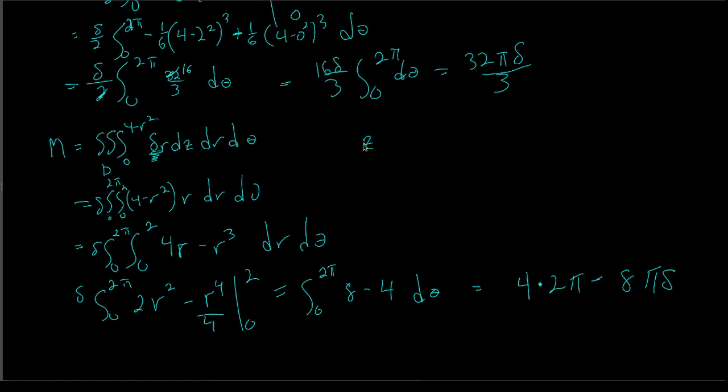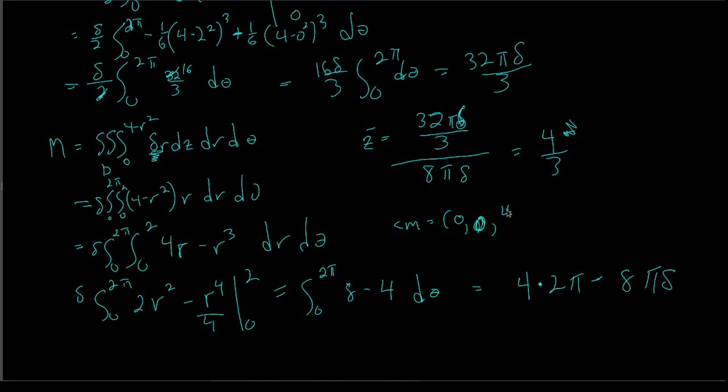So my center of mass for z is 32 pi delta over 3 divided by 8 pi delta, or 4/3. And so our total center of mass is 0, 0, 4/3. Sorry about the rush in there. I'll clean it up in the next videos.